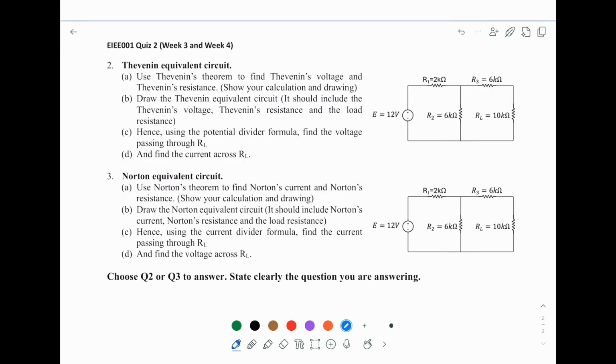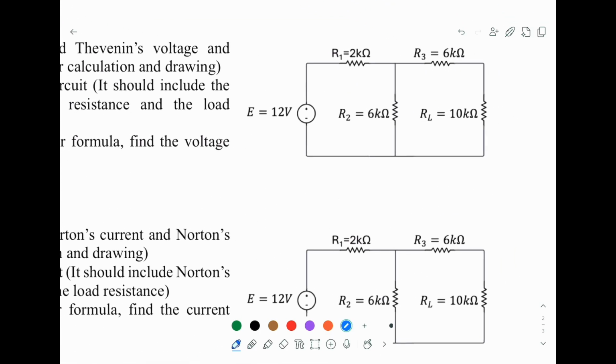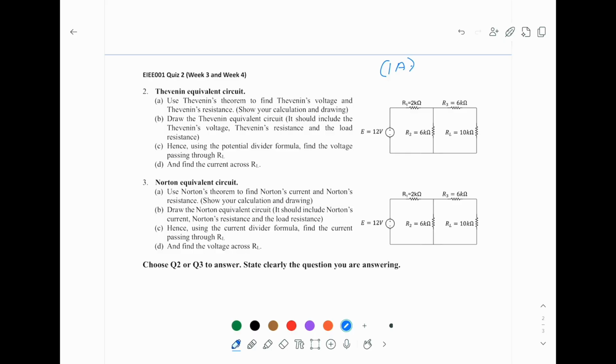Question number 2, paper 1A. You're allowed to choose either the Thevenin equivalent circuit or the Norton equivalent circuit to solve this problem. Both circuits are the same, and we'll see how to apply the Thevenin and Norton equivalent circuit to simplify this circuit. So let's do it.